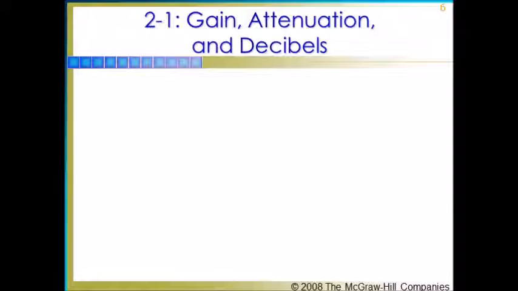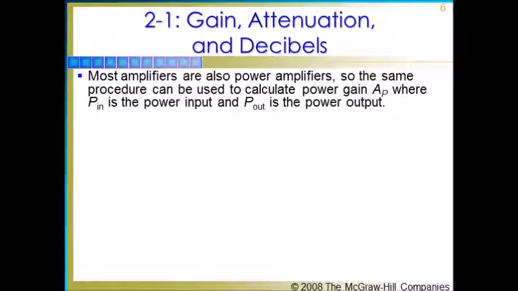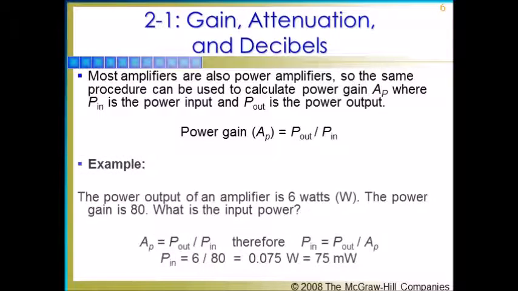Next is power amplifiers. Since these amplifiers are related to gain, we can find the power gain by using the output over input formula. We just exchange the voltage values from the earlier equation with power values. Here is an example. The power output of an amplifier is 6 watts. The power gain is 80. What is the input value?